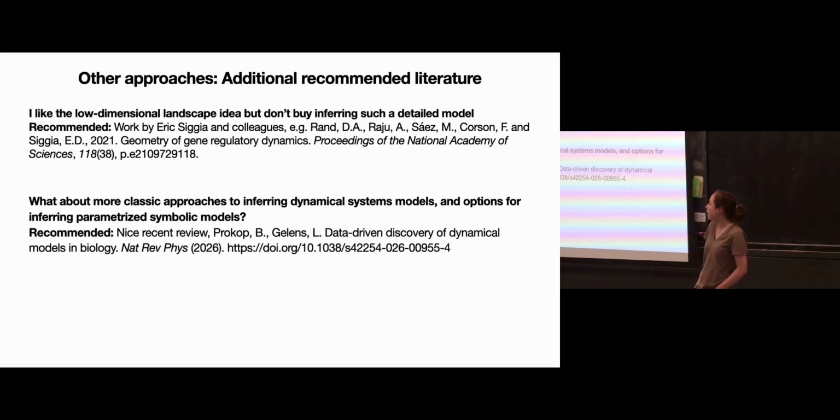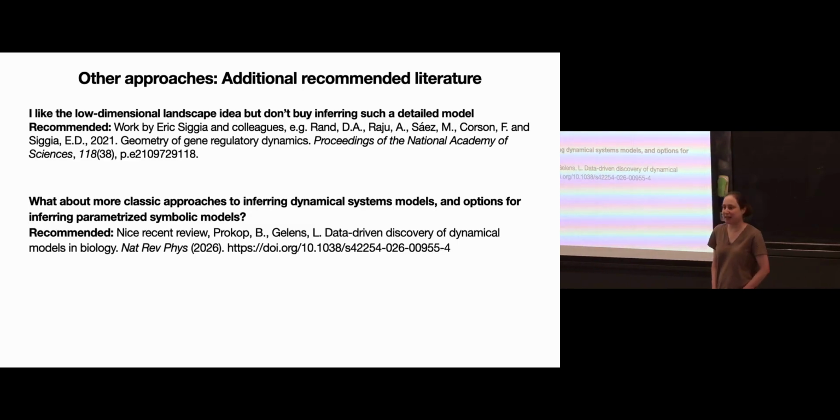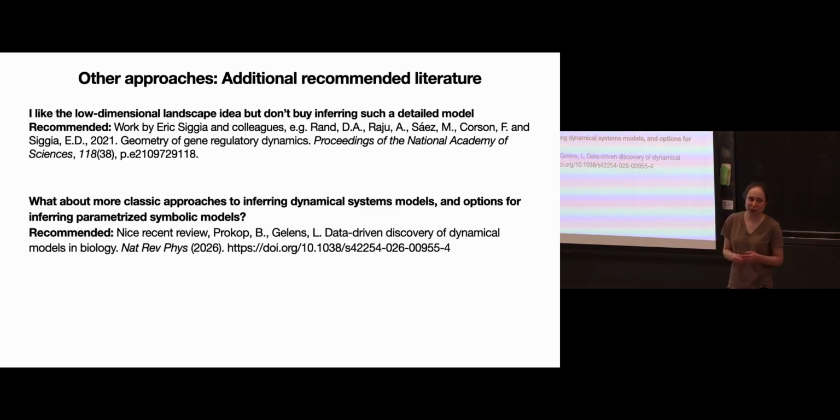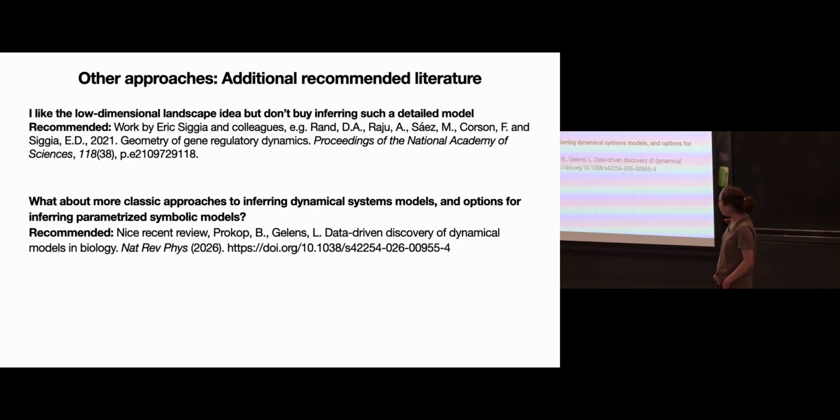The first is maybe that you think this idea of inferring low-dimensional landscapes that might underlie cellular differentiation is interesting, but you don't totally buy all of this fancy modeling, which I think is a very valid perspective. And so I think this group has done a lot of really interesting work with some similarities, but a number of differences from the stuff that I've just been describing.